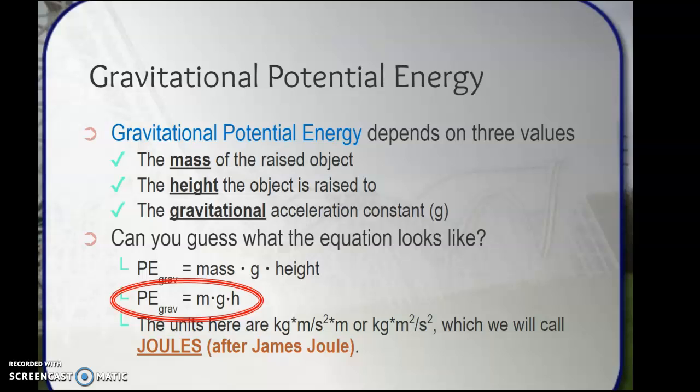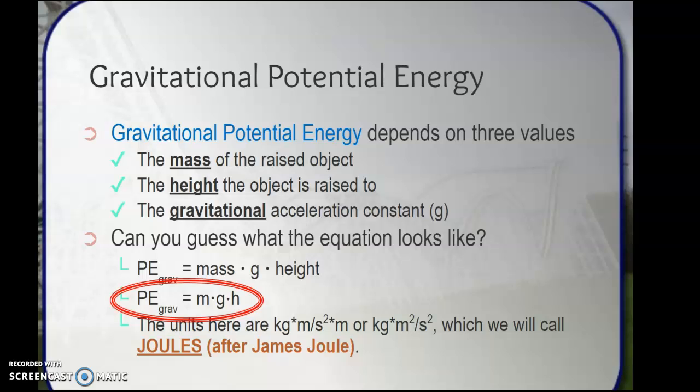potential energy depends on three values: the mass of the raised object, the height to which it was raised, and the gravitational acceleration constant, g. Everybody's favorite number, g. So can you guess what the equation looks like? Well, because it depends on these three things, mass times g times height is your gravitational potential energy. And we usually say this as PE equals mgh.